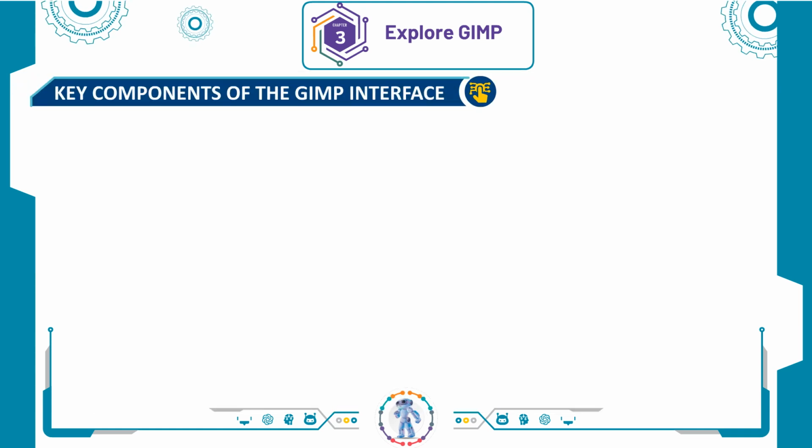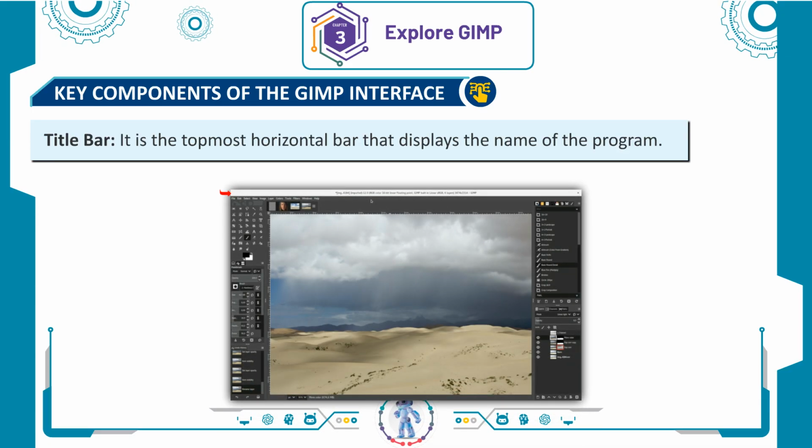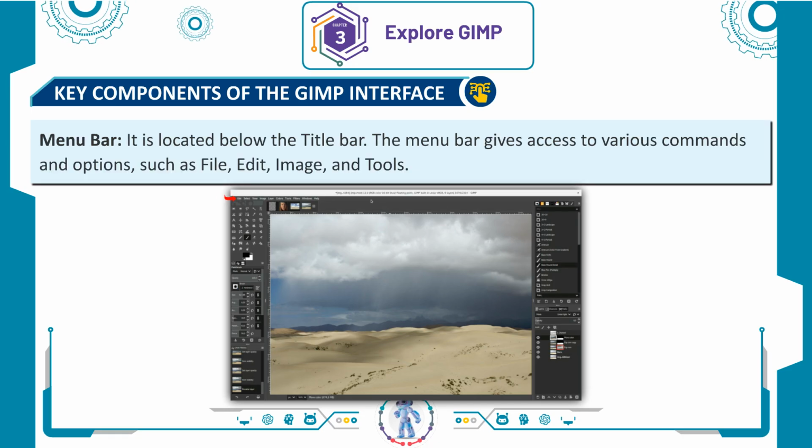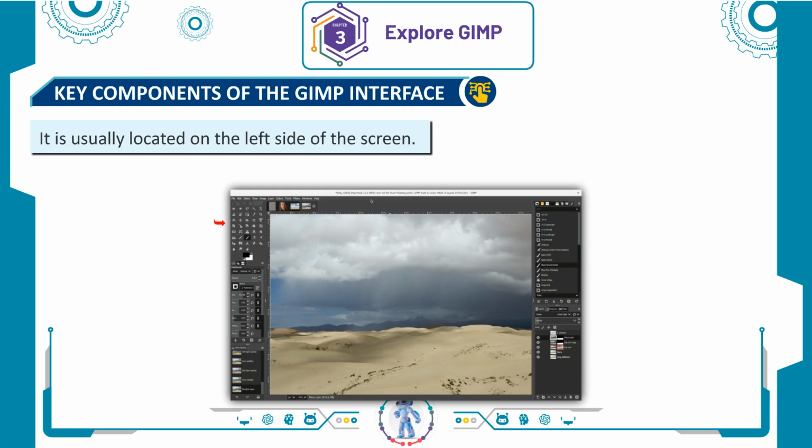Key components of the GIMP interface. The key components of the GIMP window are as follows. Title bar. It is the topmost horizontal bar that displays the name of the program. Menu bar. It is located below the title bar. The menu bar gives access to various commands and options such as File, Edit, Image, and Tools. Toolbox. The toolbox contains all the tools you need for editing images such as selection tools, drawing tools, and transformation tools. It is usually located on the left side of the screen.